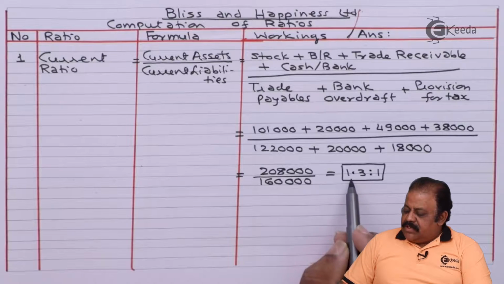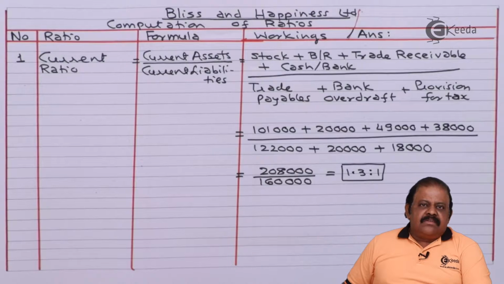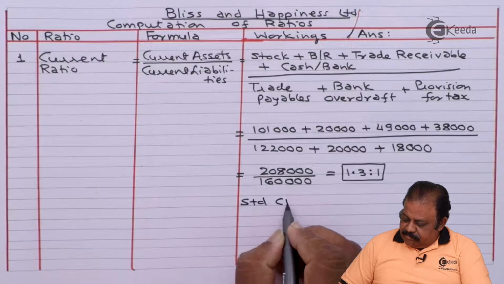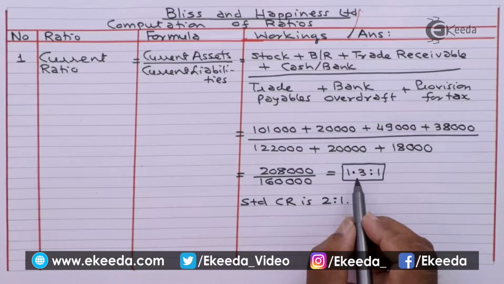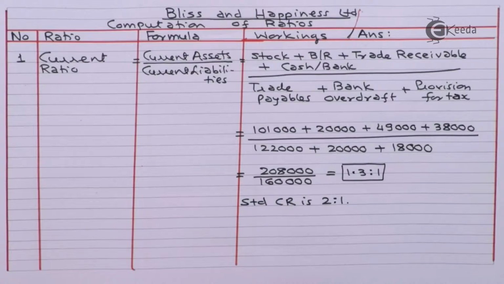Current ratio of the company is 1.3 is to 1. Standard current ratio is 2 is to 1. It means the ratio 1.3 is to 1 is not satisfactory. It indicates that the company is having a problem relating to short-term solvency. In the short term, their current assets are not sufficient to pay off their current liabilities.